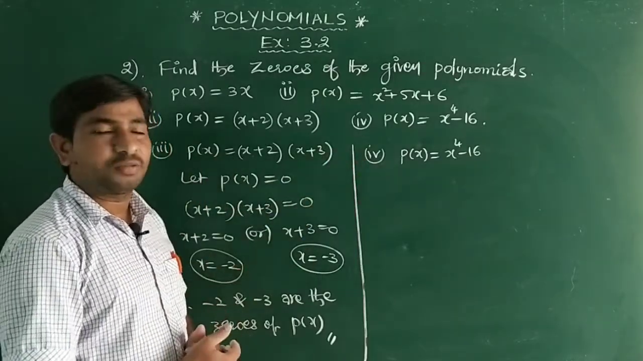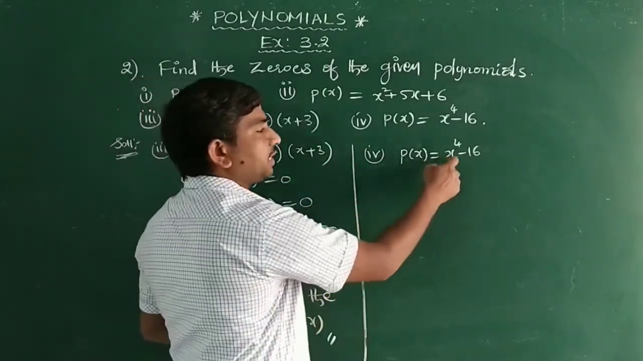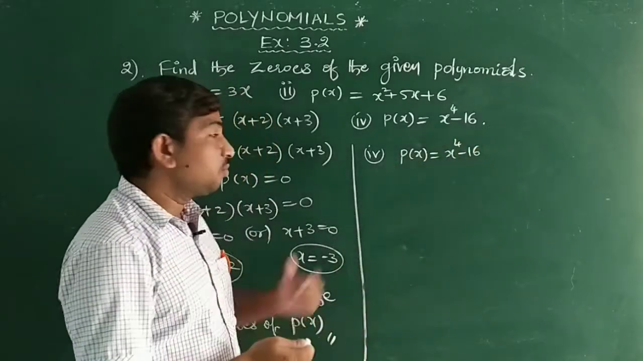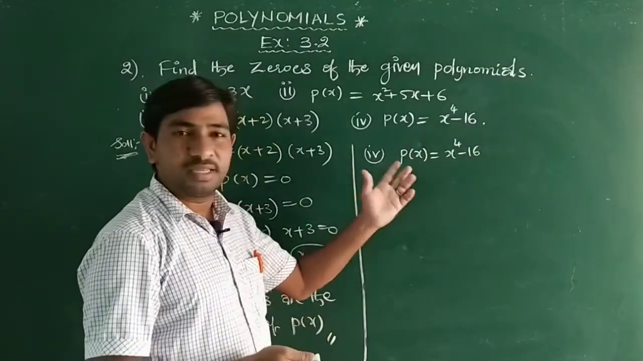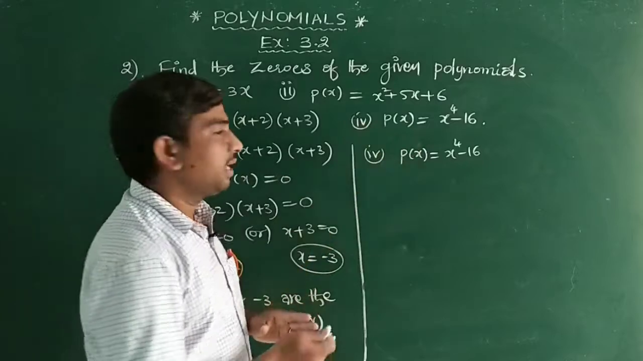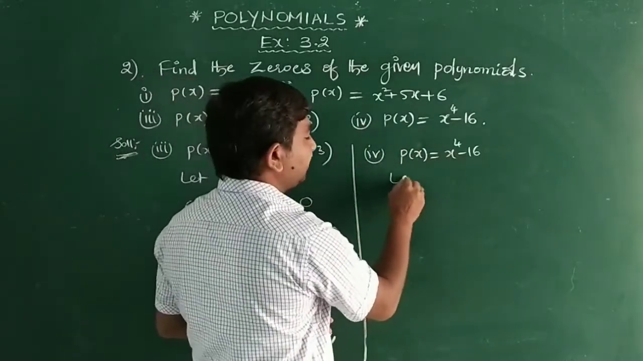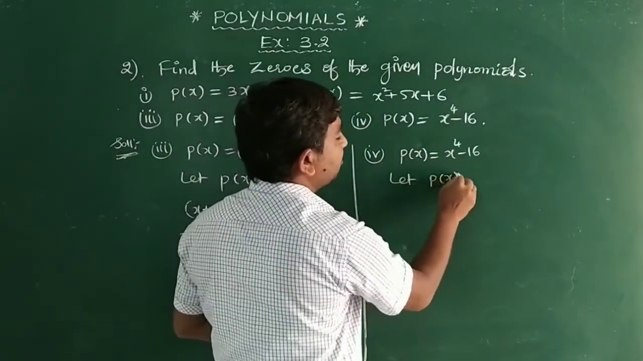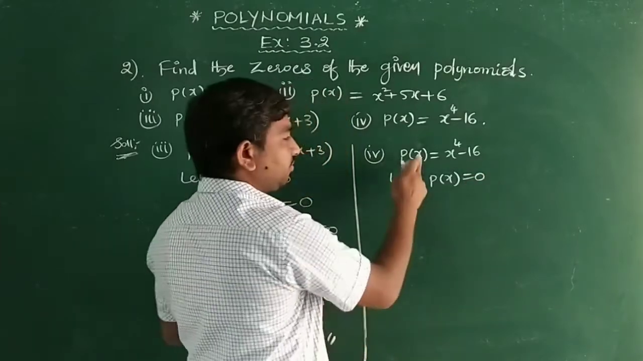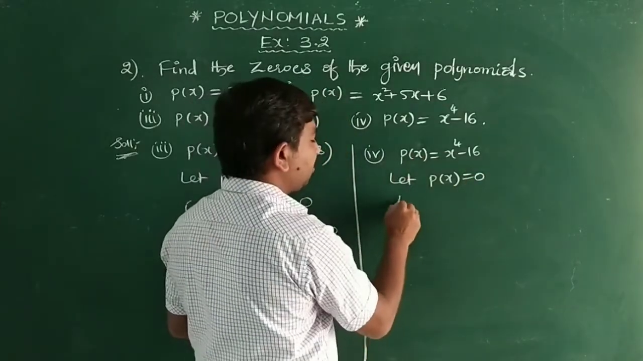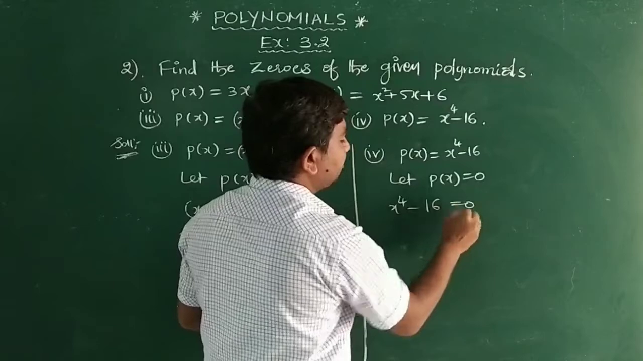Next, see the fourth problem. P of x is equal to x power 4 minus 16. So most important thing, you have to observe this. To find the zeros of this polynomial, let P of x is equals to again 0. Then what is the P of x value? x power 4 minus 16 is equals to 0.